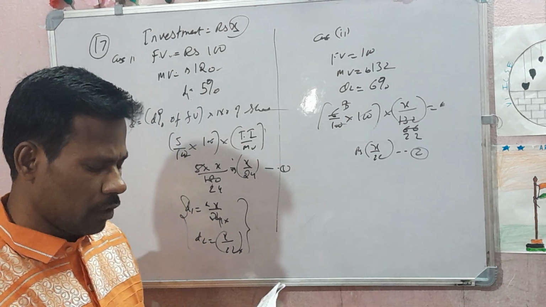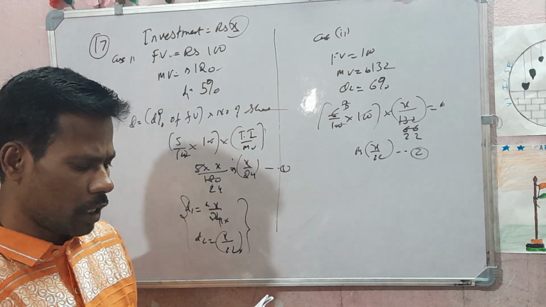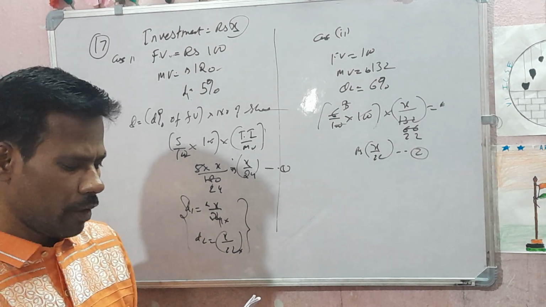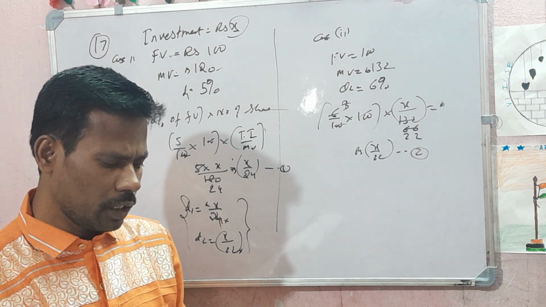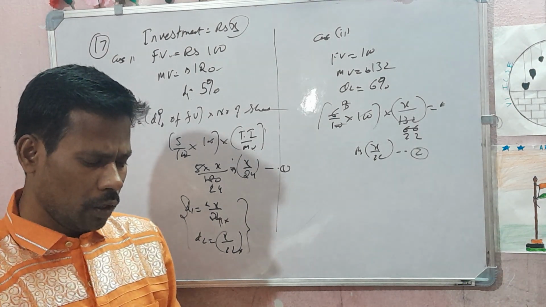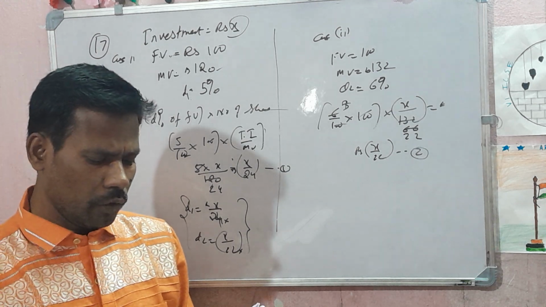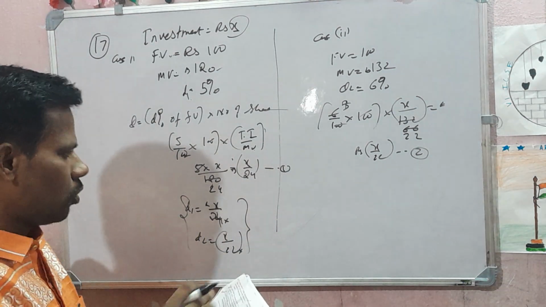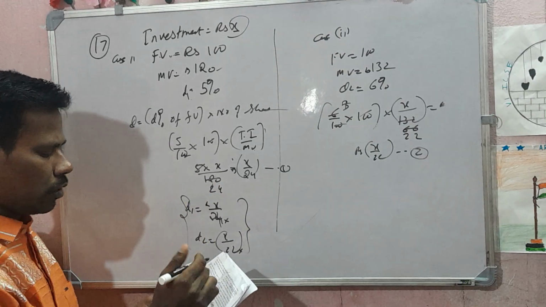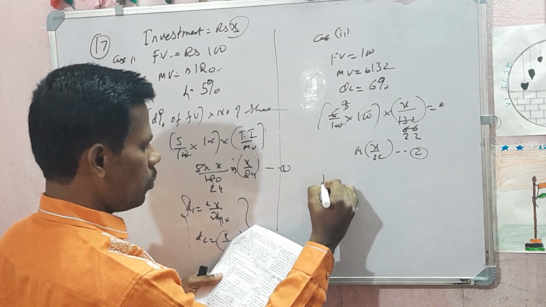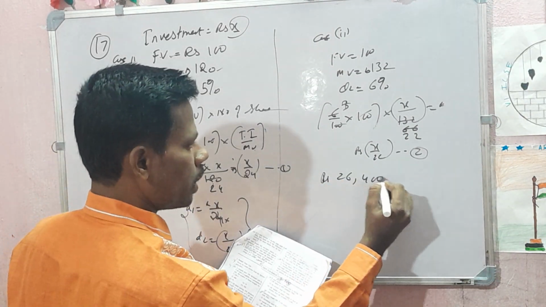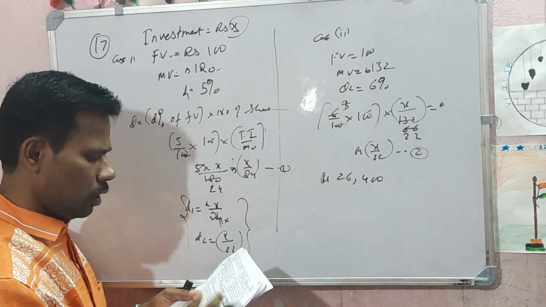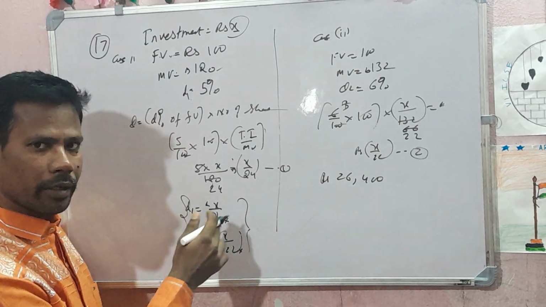Now what is being asked is, if a man invests 26,400 with each firm, what will be the difference between the annual returns from the two firms? So what is the difference if he is putting 26,400? Now rupees 26,400 is kept in the two firms. So how much will he get as dividend return?